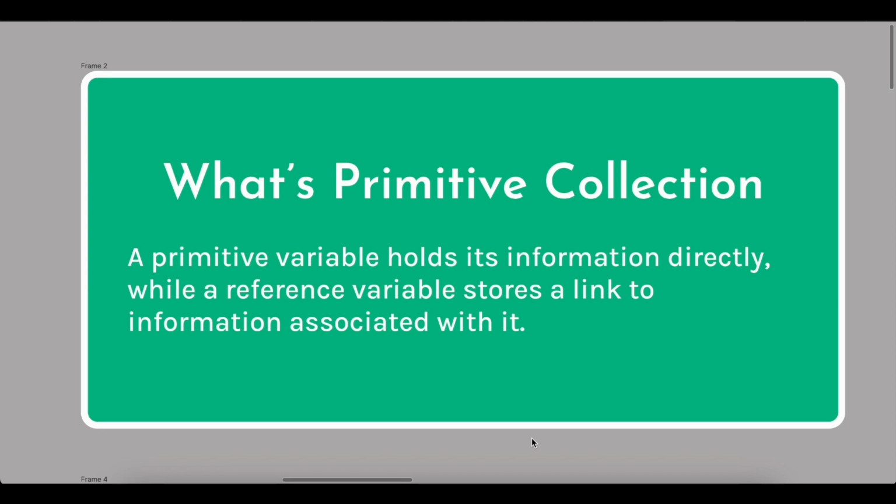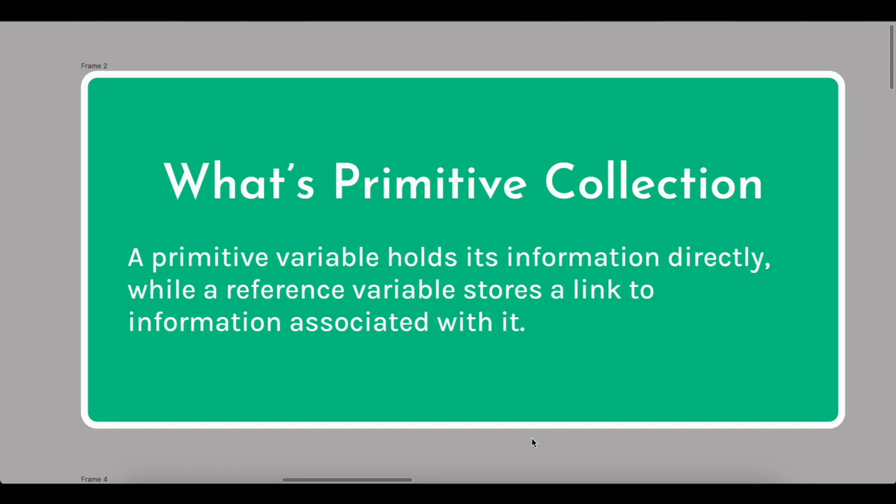There are two types of collection we need to create when you are working on your next project or an existing project. So you can see we have two collections. One is called a primitive collection. A primitive collection holds the information directly, while reference variables store a link to the information associated with it. Which means it's the initial part of a collection. I will show you how you can create a primitive collection.